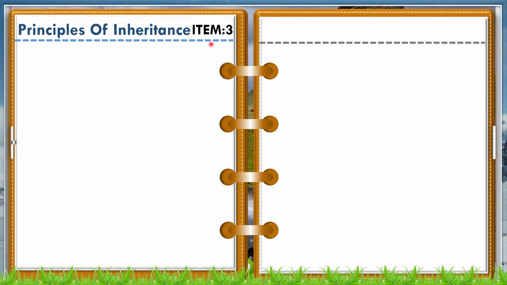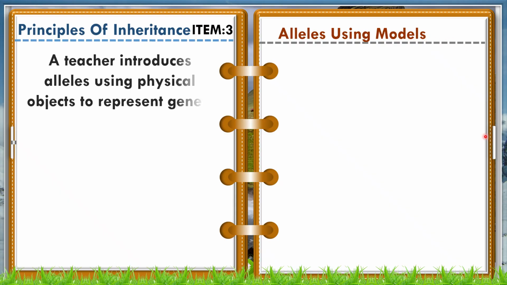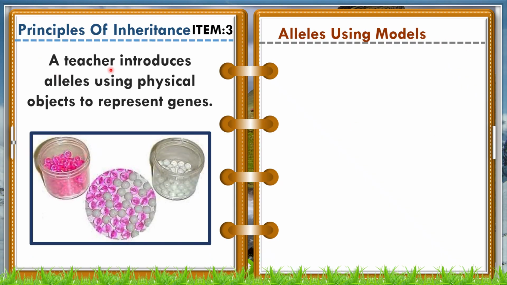Item 3. We are still on the principles of inheritance. This time let us look at alleles using models. A teacher introduces alleles using physical objects to represent genes.